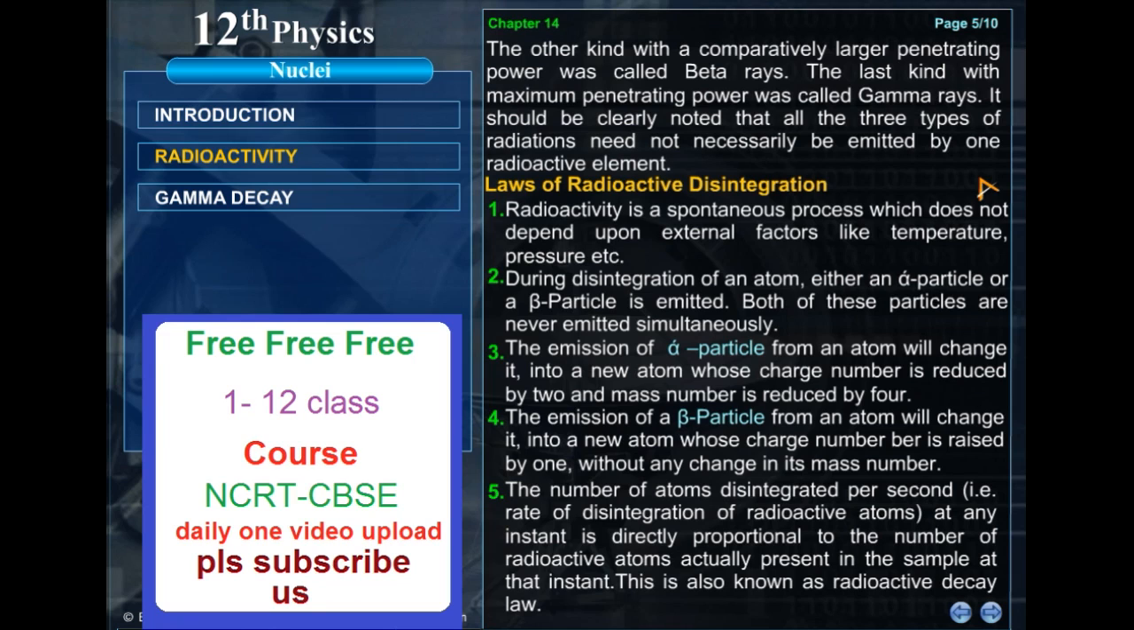The number of atoms disintegrated per second, that is, the rate of disintegration of radioactive atoms at any instant, is directly proportional to the number of radioactive atoms actually present in the sample at that instant. This is also known as the radioactive decay law.